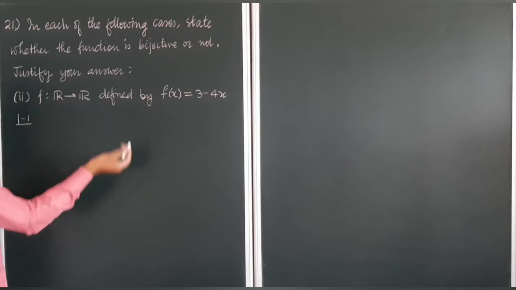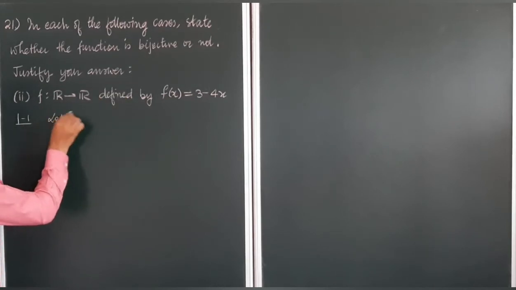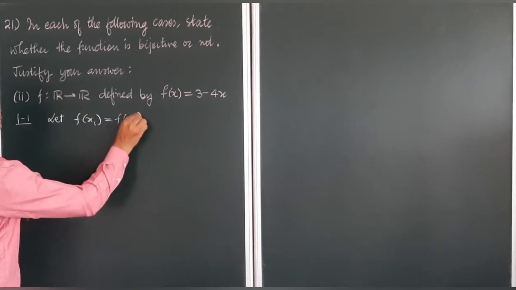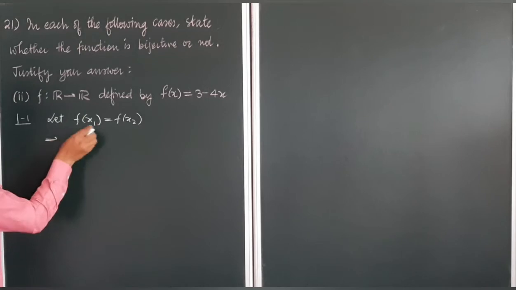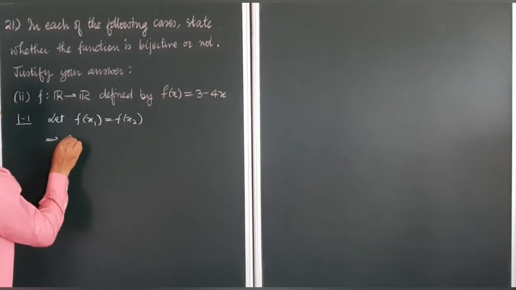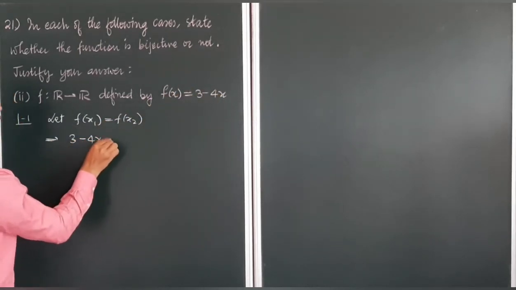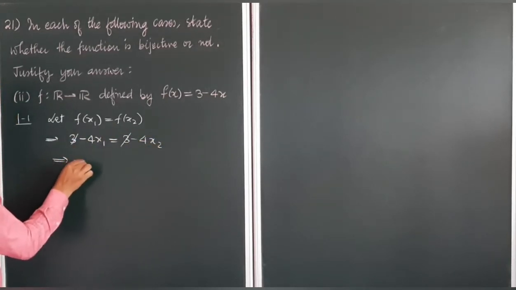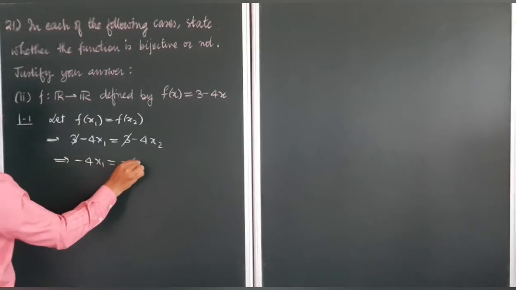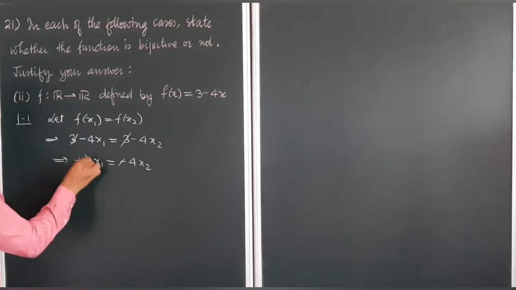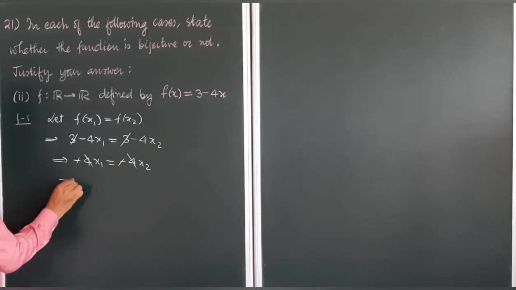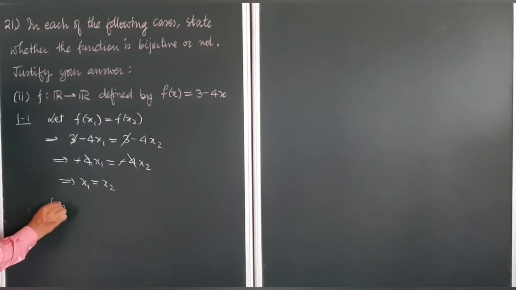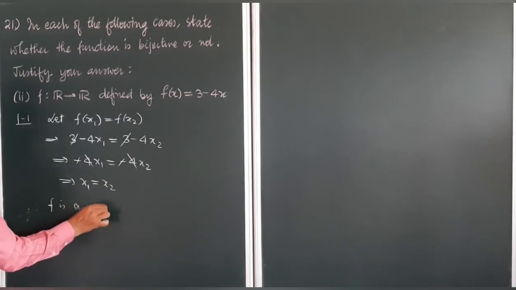For checking one-one, let me take f of x1 equals f of x2. What is f of x1? f of x1 becomes 3 minus 4x1. And this becomes 3 minus 4x2. So 3 and 3 get cancelled. So we have minus 4x1 equals minus 4x2. Minus and minus get cancelled, and 4 and 4 can also be cancelled. So we have x1 equals x2. This means that f is one-one. So the one-one case is very simple.